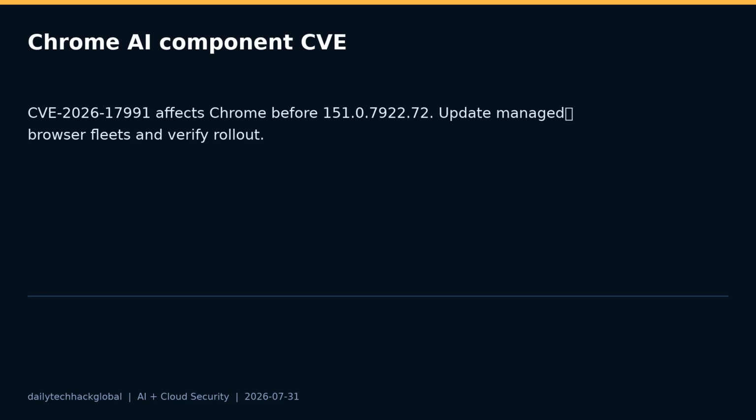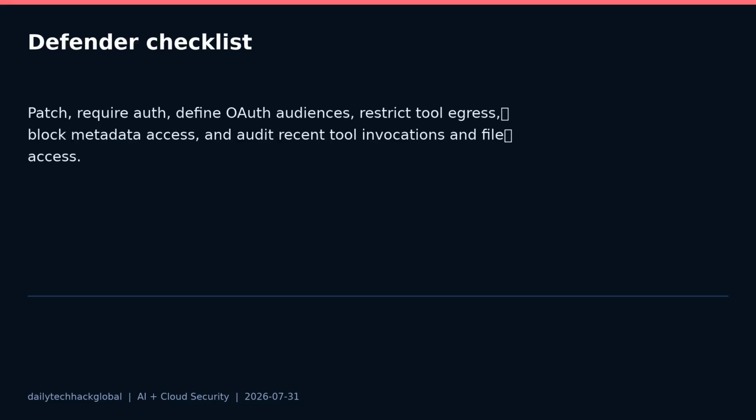Today's defensive checklist: upgrade Google MCP Toolbox, ComfyUI to 0.28.0, and Chrome to 151.0.7922.72 or later, block unauthenticated access to MCP and ComfyUI endpoints, require OAuth audience and client ID checks, place agent tools behind explicit authorization, restrict egress to approved destinations, keep cloud metadata services unreachable from AI tool runners, treat uploaded SVG and HTML as dangerous content, and audit recent tool invocations, OAuth configuration changes, and model file access.